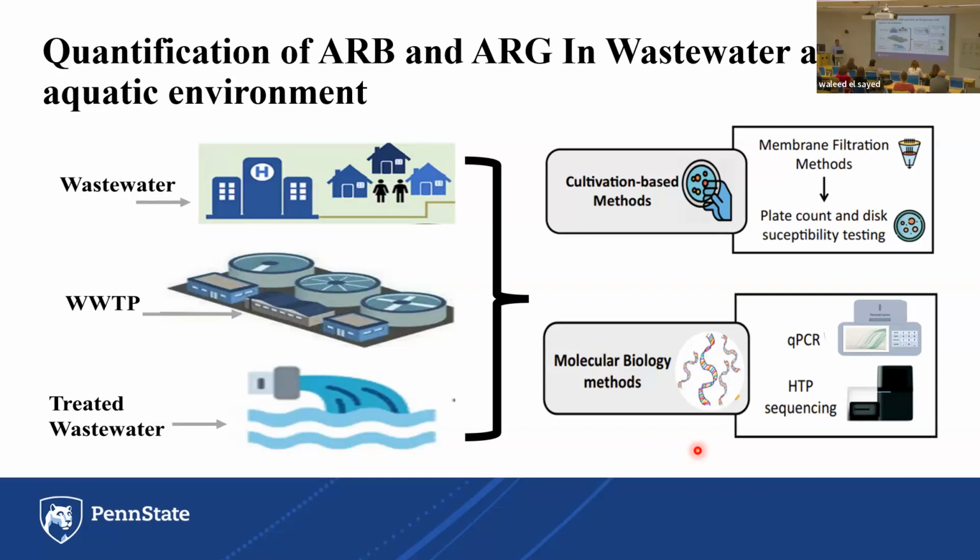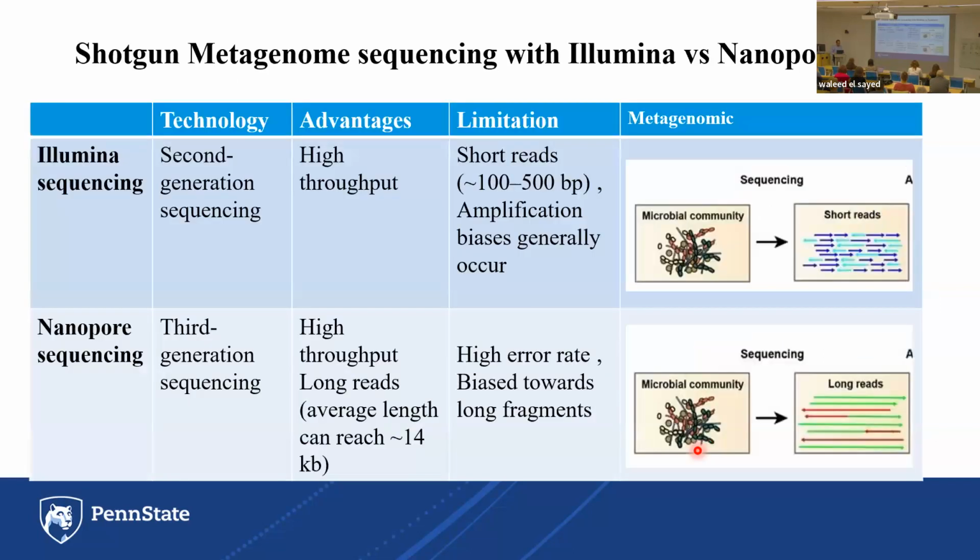Metagenomics overcomes this problem, since by doing metagenomic analysis we can recognize all of the antibiotic resistance genes in the community, and also identify the community to understand more about the relationships and the transfer of resistance genes between microorganisms. I will make a simple comparison between Illumina shotgun metagenome sequencing and nanopore, since I'm using this method in my study. Illumina sequencing is second generation, but nanopore is third generation. Both are high-throughput techniques. Illumina produces short reads, and nanopore produces long reads.